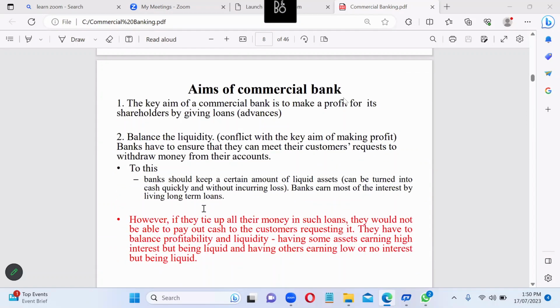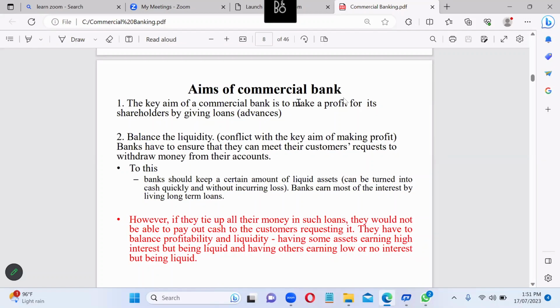So what aims does a commercial bank have? The key aim of the commercial bank is to make a profit. First, making a profit for its shareholders is the main aim. Through giving loans, they get the profit. How do they get the profit? Borrowers who got loans pay an additional payment of interest on the loan. Through that interest, the commercial banks gain the profit in the country or nation or economy. So the first aim is generating profit.